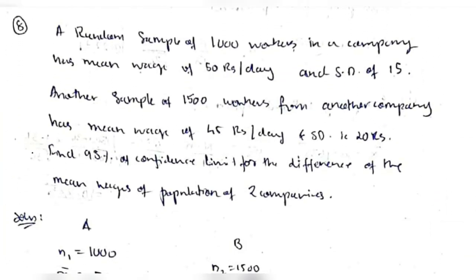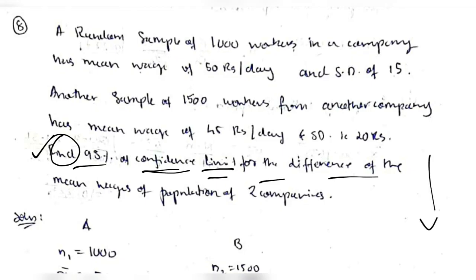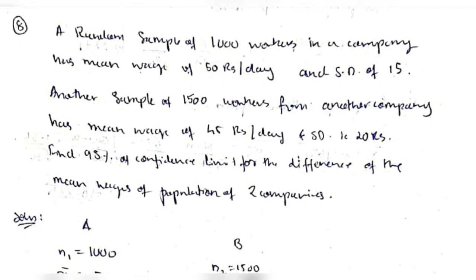But in the other type of question, the next one, the 8th question, they have clearly mentioned: find the 95% confidence limit for the difference. Whenever they say find the confidence limit or probable limit, we have to proceed with this formula. Same thing, two companies, company A and company B. A random sample of 1000 workers from a company has a mean wage of 50 rupees, that is x1 bar, and standard deviation of 15, which is sigma x1. The random sample size is N1. That's for company 1.